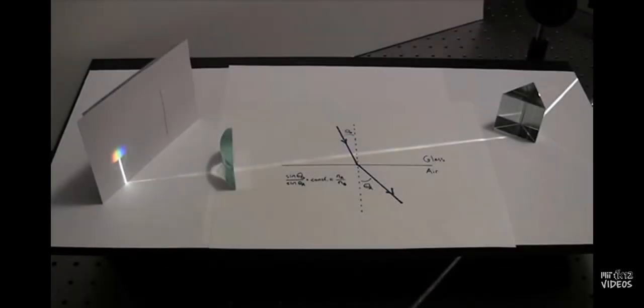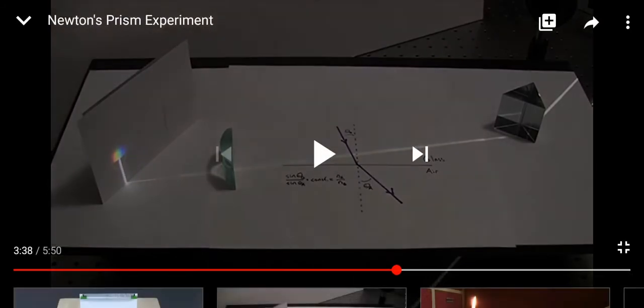Okay, so in this experiment we put a lens in the system. The refracted ray from the triangular prism is spread out into a color spectrum like the previous experiment, and is refracted again when it goes through the lens in the reverse direction. You can see it like this.